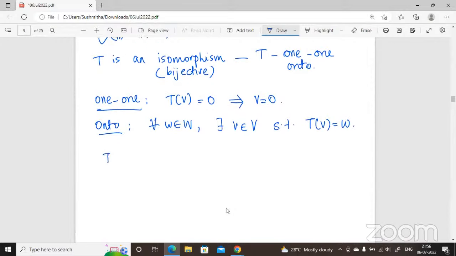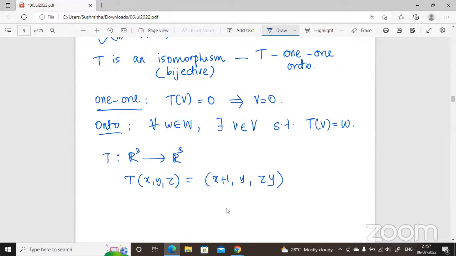Let's take an example. Say T from R3 to R3, T of x, y, z is equal to x plus 1, y, zy. Is this a linear transformation? No. Why not? Because when we are adding plus 1, that would create a different equation. Forget one-to-one. My question is, is this a linear transformation?